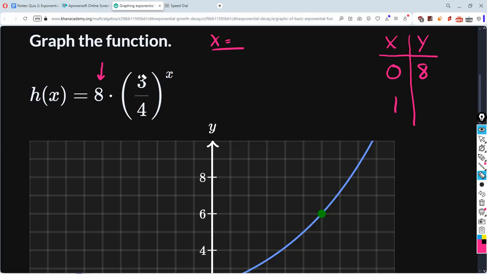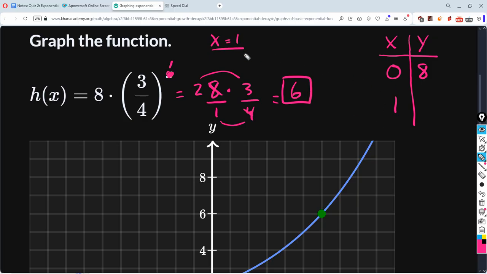All right, now we're just going to plug in x equals 1. So in place of x, just sub in a 1. And you have 8 times 3/4 to the first power. Okay, 3/4 to the first power is just 3/4. And when you multiply 8 times 3/4, you can make this 8 over 1 if you like. But we're just multiplying fractions. 8 divided by 4 is 2, so you can cancel there. And 2 times 3 equals 6. All right, the denominator is just 1, so it's just 6 over 1, or 6. So at x equals 1, y equals 6.